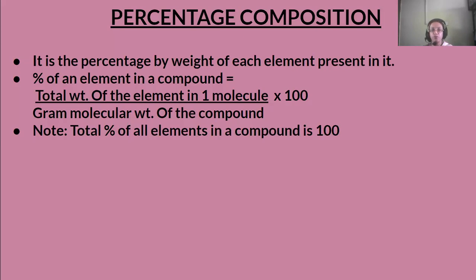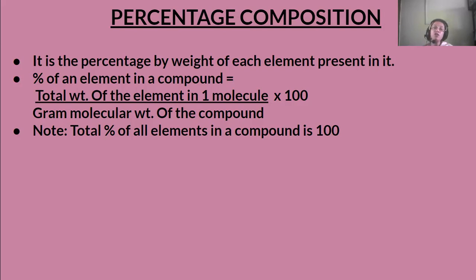percentage composition. It is the percentage by weight of each element present in the compound. Okay, so what percentage by weight of each element is present in that molecule? That is the percentage composition of the compound. Okay, so the percentage of an element in a compound is the total weight of the element in one molecule divided by the gram molecular weight of the compound, into 100.